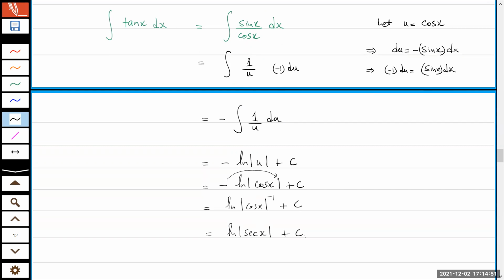Now cotangent would be similar. Cotangent is cos over sine. You take u equal to sine x instead, and in a similar way, you'll get the answer doing exactly the same process.